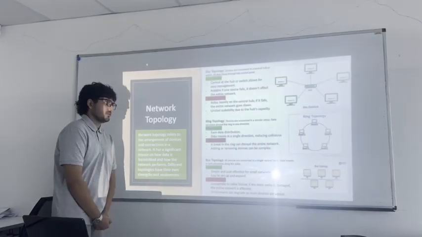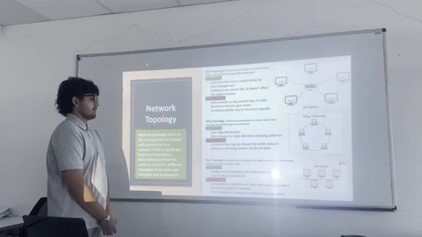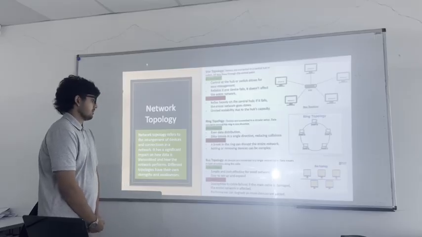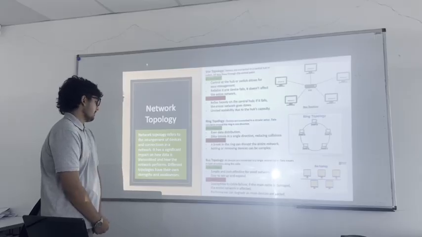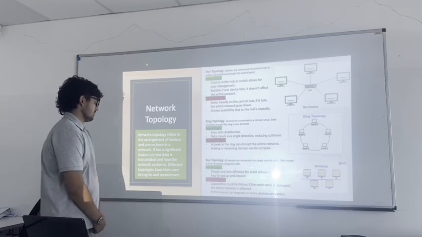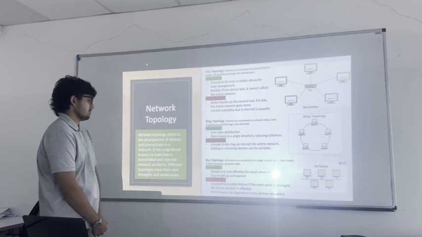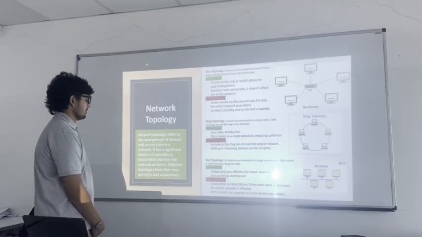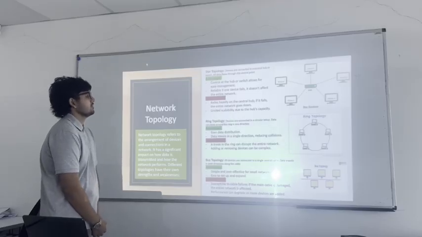Moving on to network topologies. So, what do we know about network topologies? We know that it refers to the arrangement of devices in a network. It can have a very significant effect on how data is transmitted and how the network performs. Different topologies have different strengths and weaknesses.